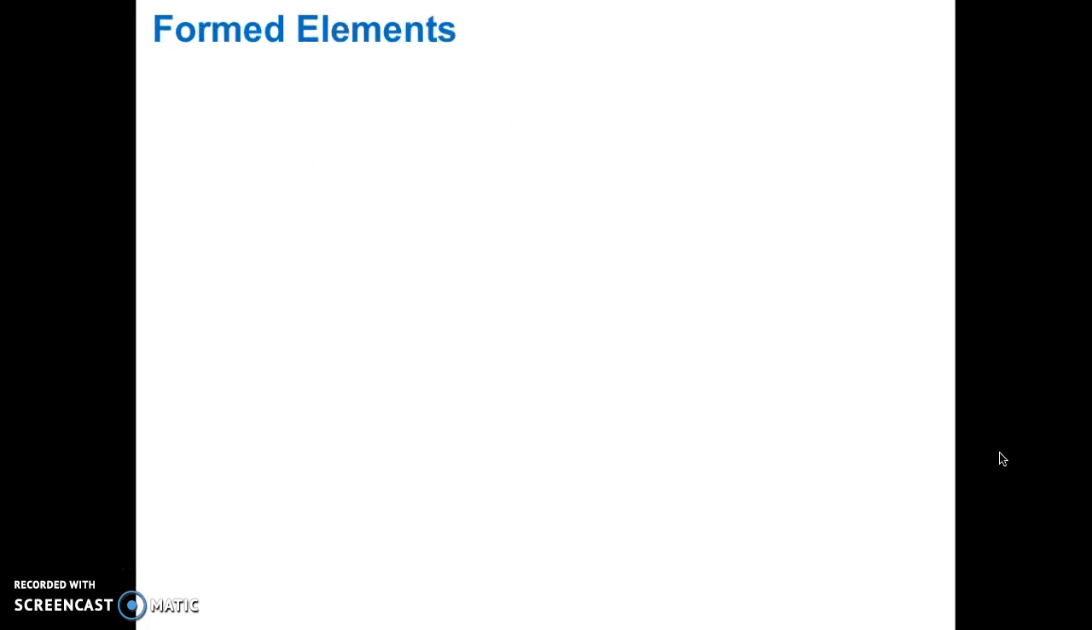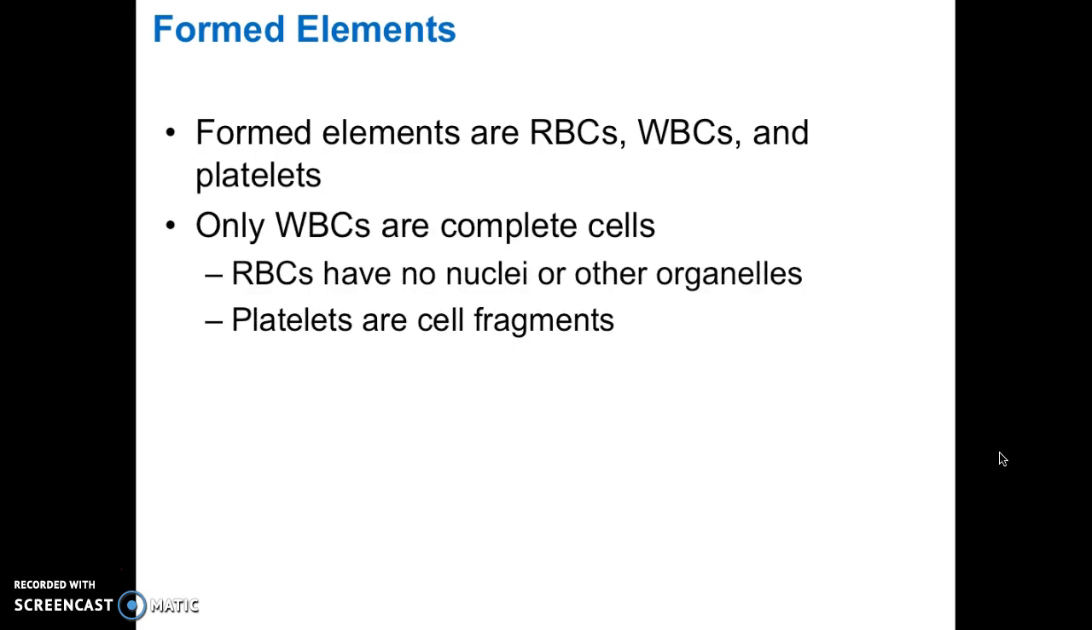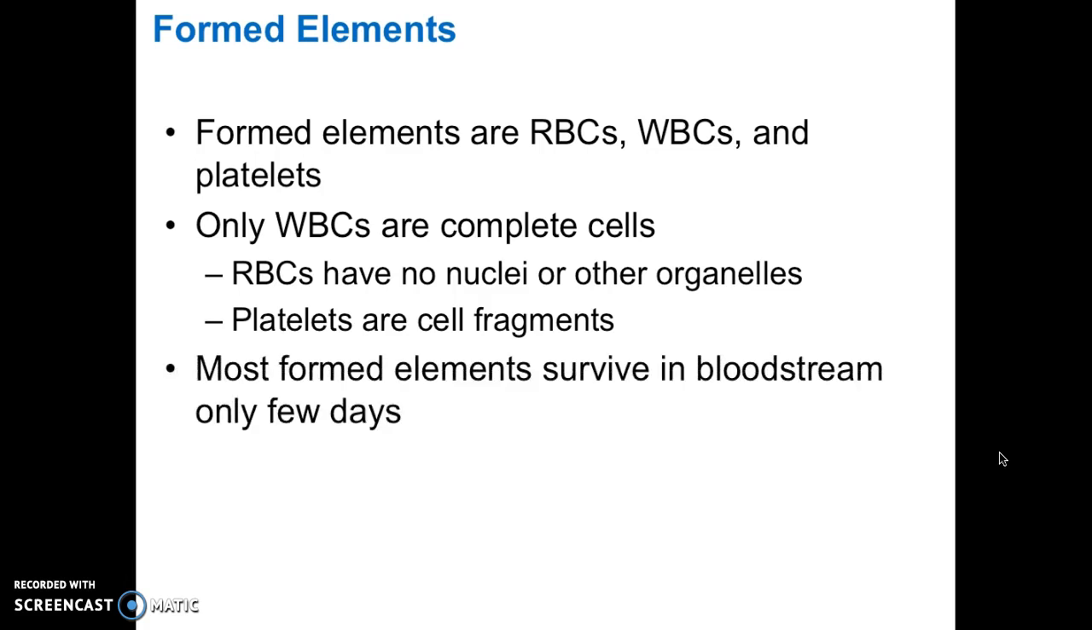The next blood component are formed elements. The formed elements are red blood cells, white blood cells, and platelets. White blood cells are the only complete cell of the group. Red blood cells do not have a nucleus and some other organelles, and platelets are merely cell fragments.